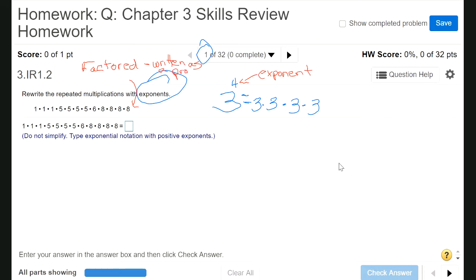I should probably use the type tool instead because my writing's not so great. Factored means written as a product. So this right now is in factored form. What we want to do is write it in exponential form. So when we write with exponents, that's called exponential form. And they want us to write this in exponential form.